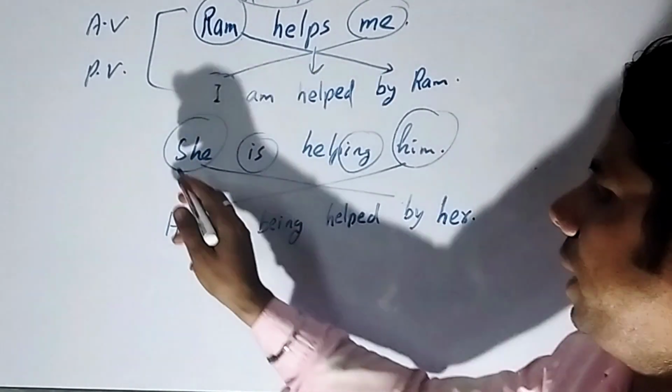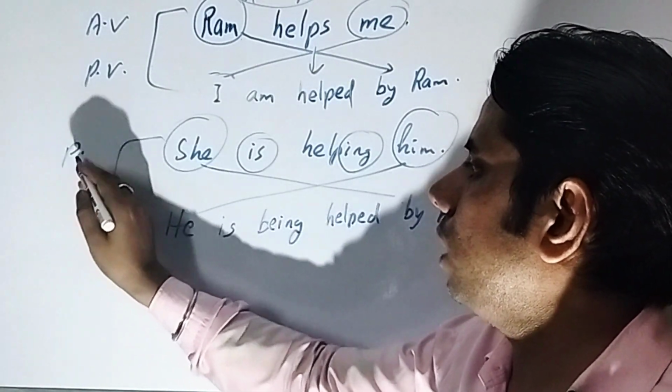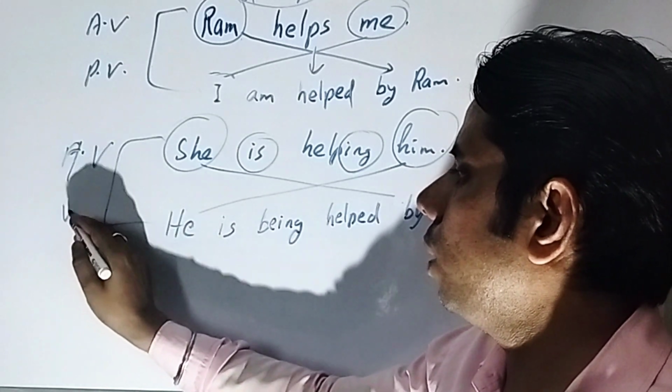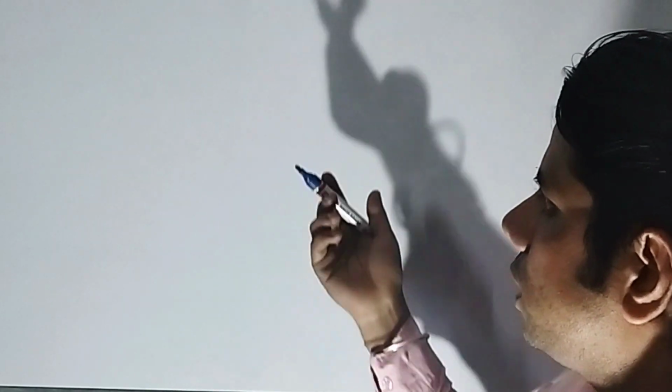Now the next sentence, listen carefully, active voice to passive voice. Next sentence, I'm giving you a sentence related to has or have.